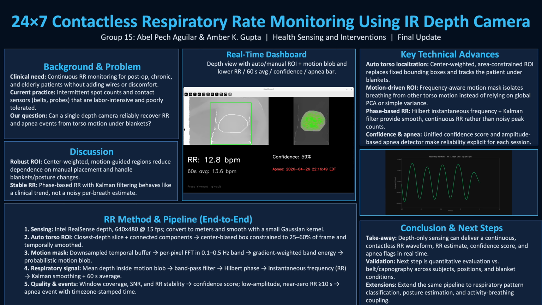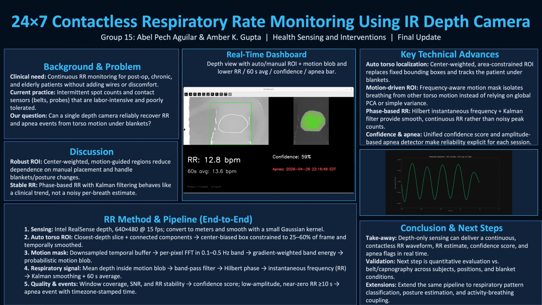With that set up, I'll hand it over to Amber to walk through how the pipeline evolved from our original idea to what you see in the diagrams. Thanks, Abel. I'll start with the RR pipeline at the bottom because it captures the journey from our proposal to the final system. We began with the straightforward approach from our proposal: depth camera to fixed chest ROI to band pass filter to peak detection for RR. In early experiments, that's exactly what we implemented.